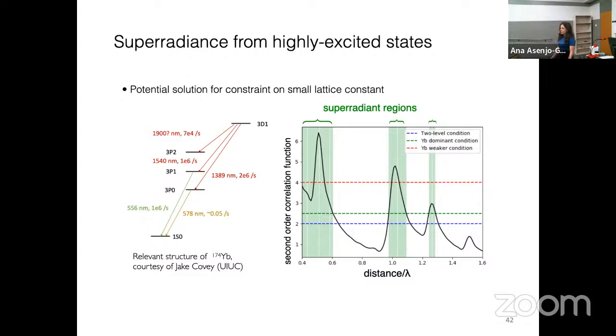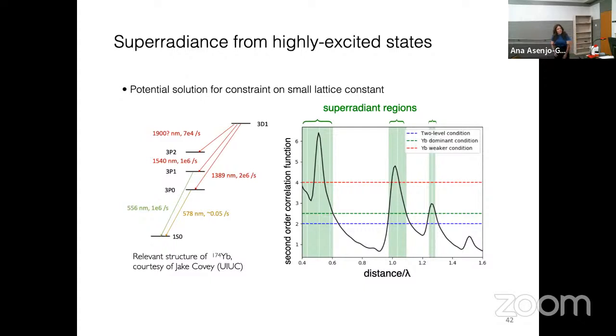So that's a problem if you want to do optical tweezers, because it's hard to achieve small distances. So one way is to use these very long wavelength transitions. This is a plot, and this is all preliminary, but it just shows that there are certain regions, these green regions, where one should observe superradiance in the system.